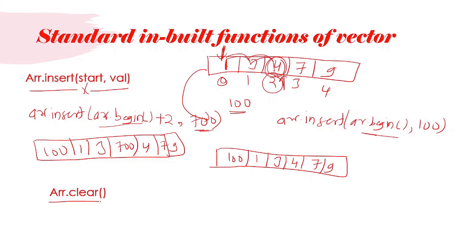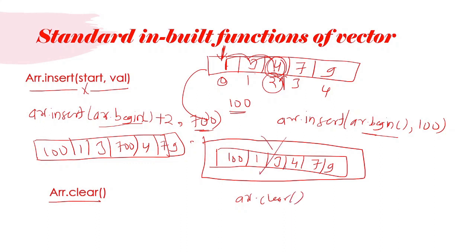Now arr.clear. The clear function is basically used to delete all the elements from the vector. Say I have this vector, and if I use arr.clear, then what will happen? The whole vector will be deleted. Now if you try to calculate the size of the vector, arr.size, what will be the size? Size will be 0 because I don't have any element inside the vector.